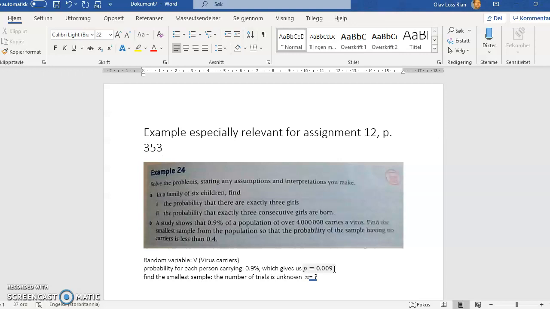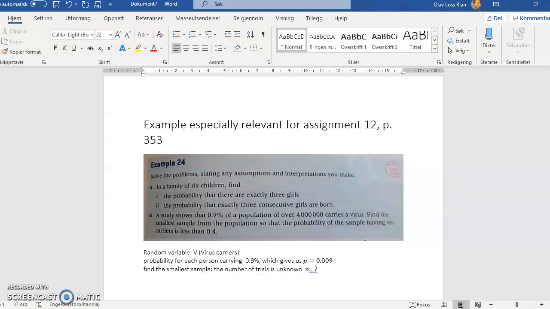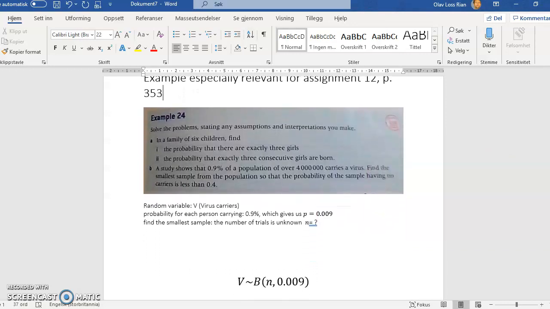And we're asked to find the smallest sample, the number of trials. So the number of trials, that's our unknown here. So we don't know the N. And that's what is different about this example here. We don't know N. So when we model this as a binomial probability distribution, we have that our variable V is binomially distributed with the parameters N and 0.009.